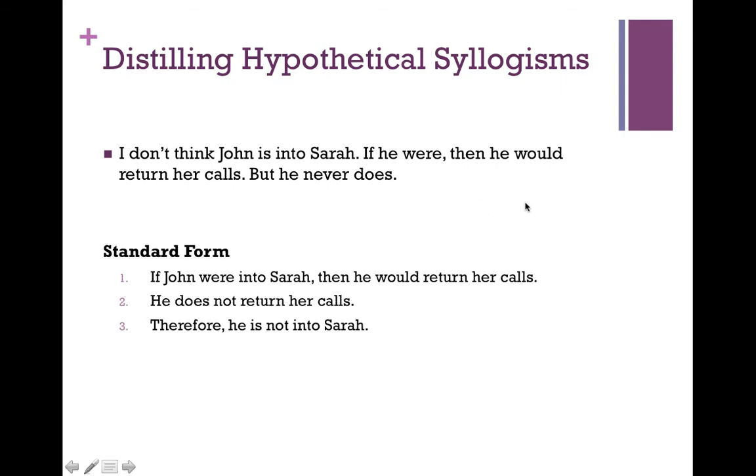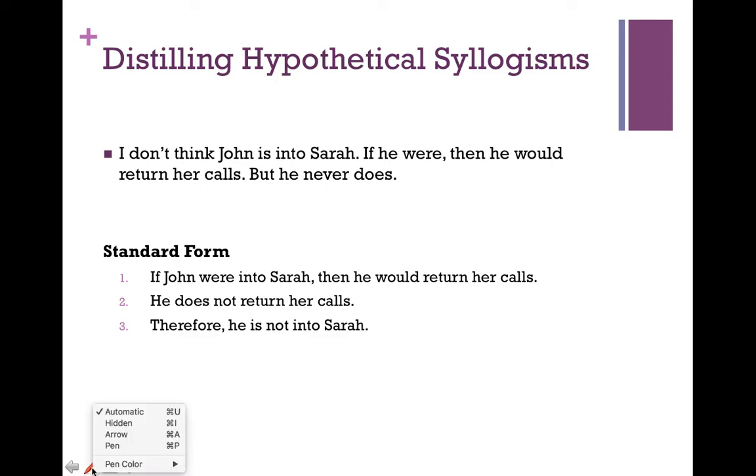So this is the argument right here. If John were into Sarah, he would return her calls. He does not return her calls, therefore he is not into Sarah. A question, and I wish I could talk to you face to face, I would ask you: is this a valid argument? And the answer is yes. In fact, this is an example of modus tollens.